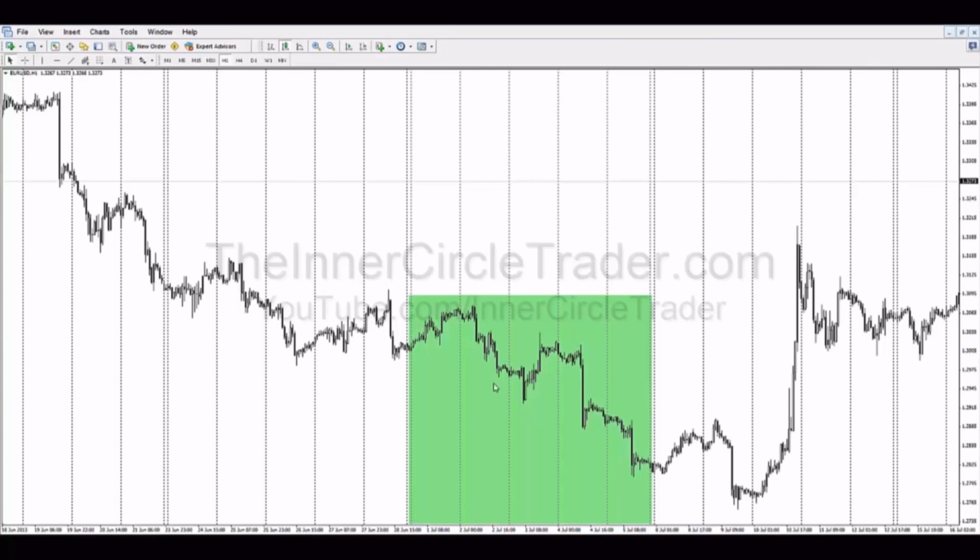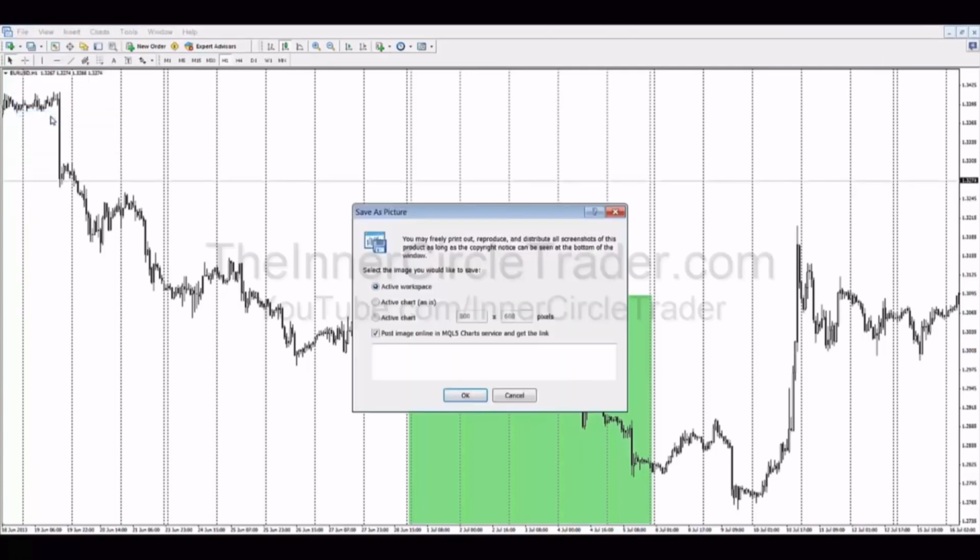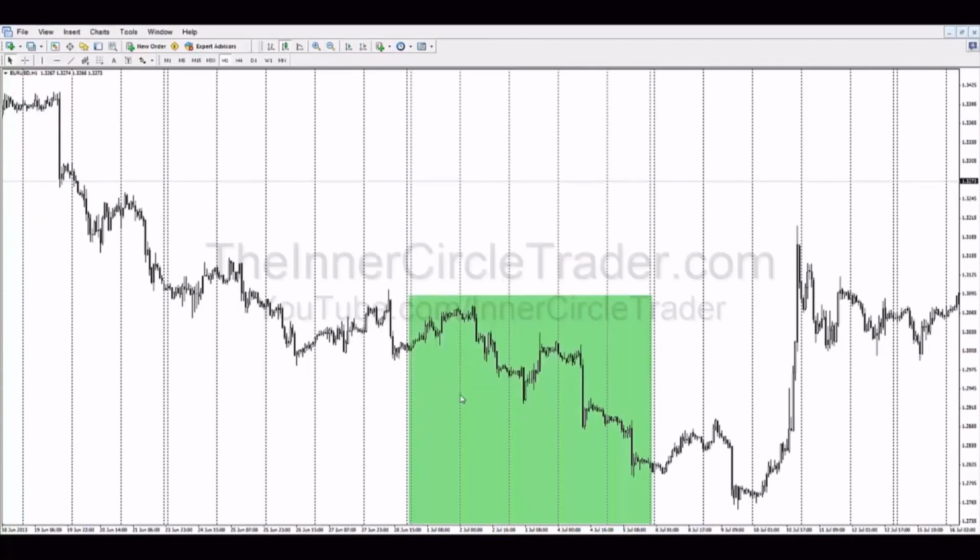And in fact, say you have this chart like you have it here, okay, go up to File, okay, and you want to Save As Picture. And you just click Active Workspace, and I'll show you what happens when you do that. By doing that, MT4 will generate an image file of your actual workspace. And by doing that, you'll have an image file that will be in your web browser. And let's move over to that now and you can take a look at what it's done.